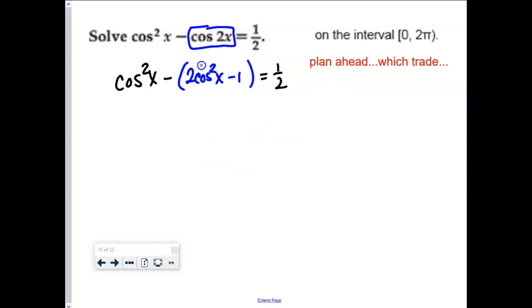Speaking of that, let's do that. So distribute, and you end up with cosine squared x minus 2 cosine squared x. This negative 1 becomes a positive 1 because of the negative.